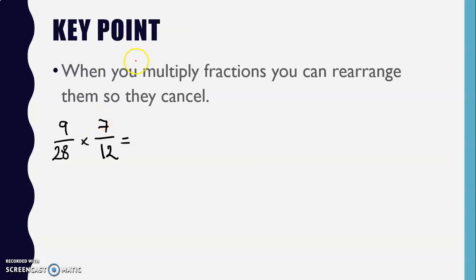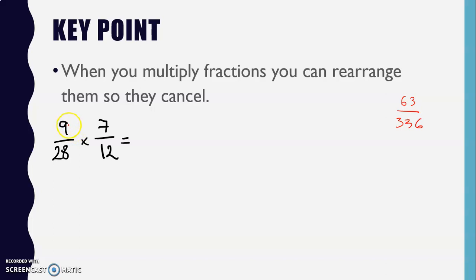So sometimes it's more convenient to cancel out fractions before you actually perform the multiplication. If we look at this case, if we were to multiply these two fractions, we would end up with a very large fraction such as 63 over 336, which later on would have to be simplified anyway. So to avoid all this extra work, we can cancel out beforehand.